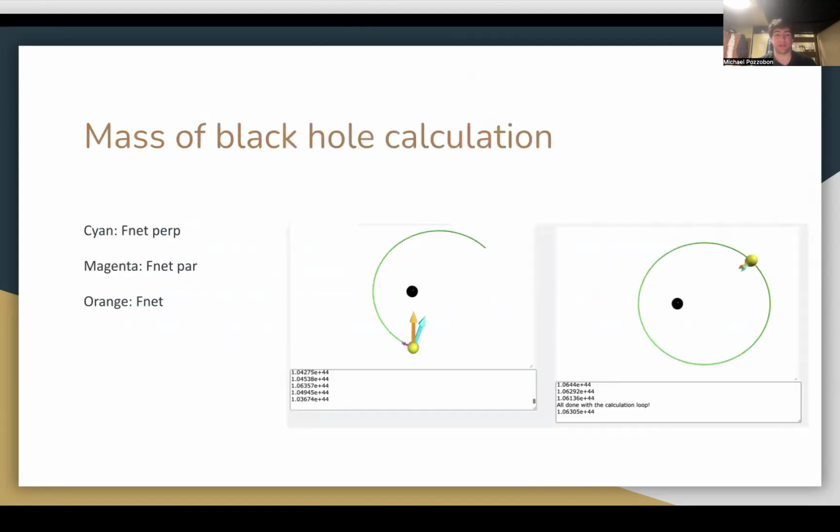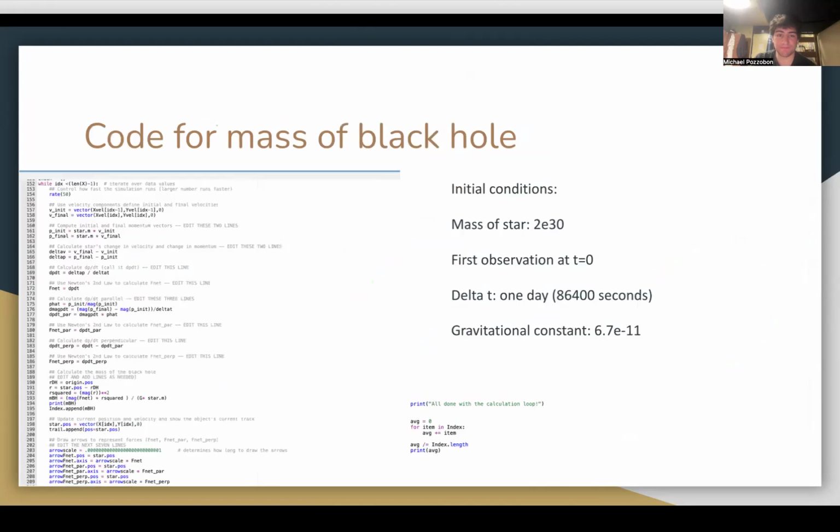So, the mass of the black hole calculation. Here are the graphs that I got. Cyan represents the F net perpendicular. The magenta is the F net parallel, and the orange is just the force. The magenta arrow should be pointing forward, but I'll talk about why that's wrong later.